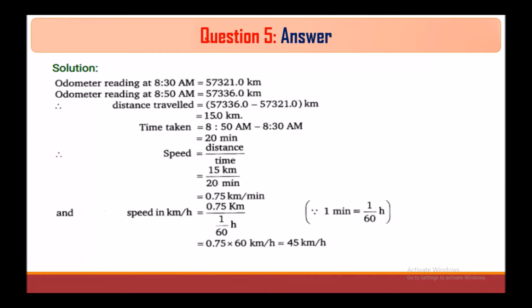Now we have to find the speed in kilometer per hour. So it is 0.75 kilometer, and we will convert minutes. So 1 upon 60 hours, because 1 minute equals 1 upon 60 hours. So the answer will be 45 kilometers per hour.